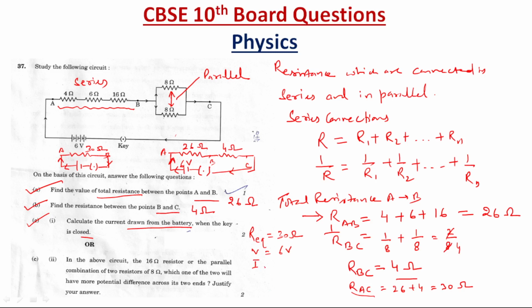So we know that as per Ohm's law, V is equal to IR is the formula. So if we want to find I, then it is V by R, and V is equal to 6 divided by R, which is total 30 ohm. So I will be equal to 1 by 5, or we can say 0.2 ampere. So this current I will be equal to 0.2 ampere.